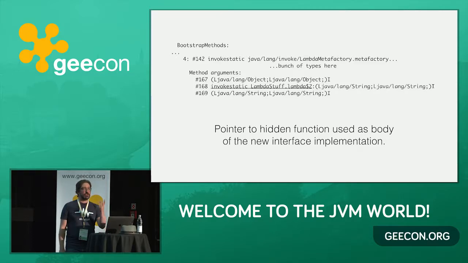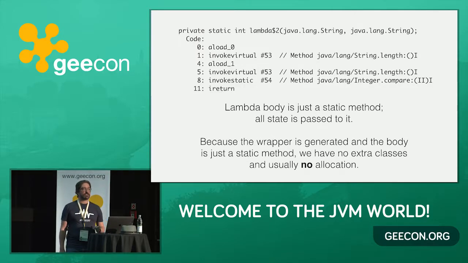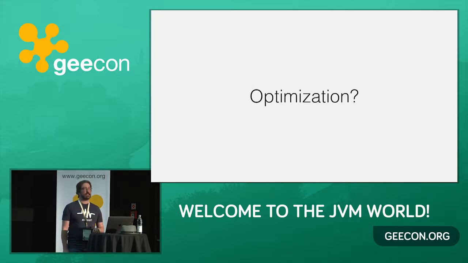We actually just use this hidden method called Lambda2 to represent the body of that implementation. And if we look at Lambda2, well, this is our sort logic. This is the actual Lambda body that we passed in. So now, how well does this optimize? Have we gained anything optimization-wise by moving to lambdas?